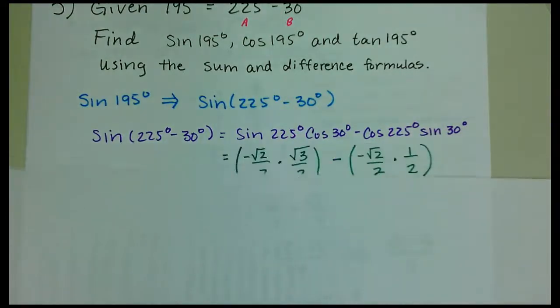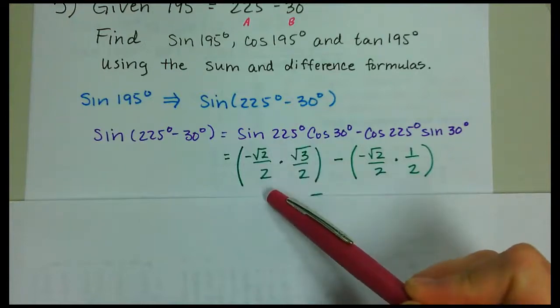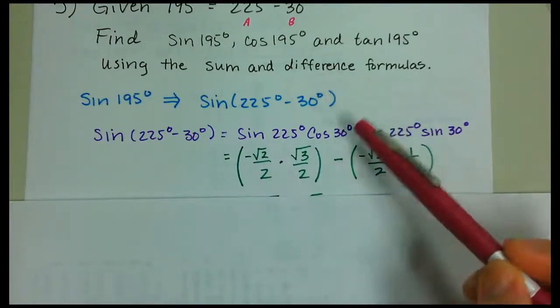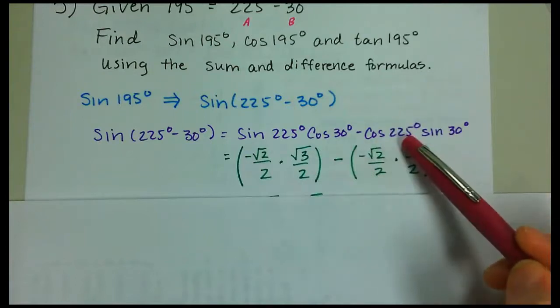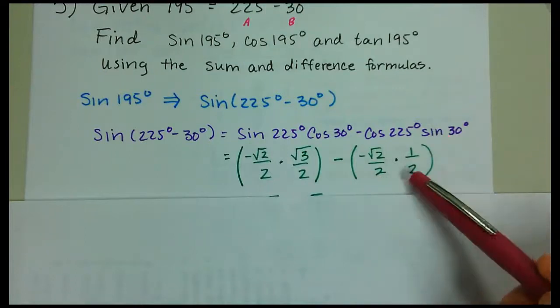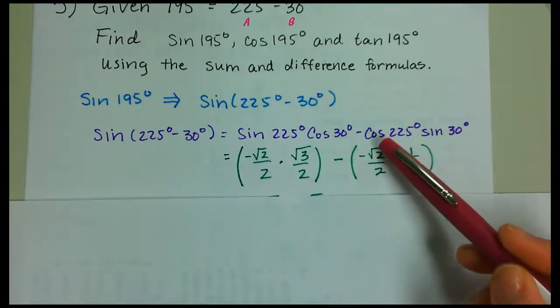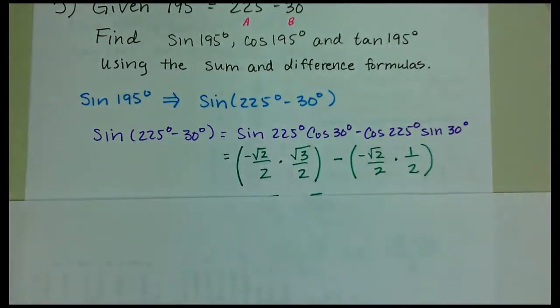So now, from our unit circle, we should be able to get the values. Sine of 225 degrees is negative root 2 over 2. Cosine of 30 degrees is root 3 over 2. Minus, cosine of 225 is negative root 2 over 2. And sine of 30 is 1/2. So remember, be careful what quadrant you're in. Whether the cosine or sine value is negative or positive will drastically affect your answer.